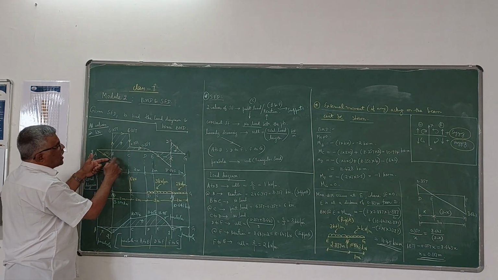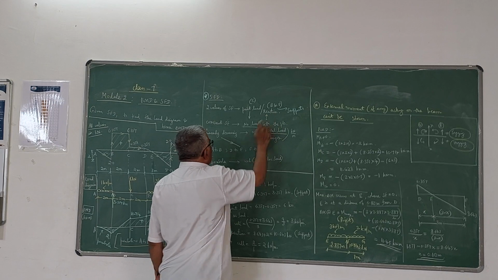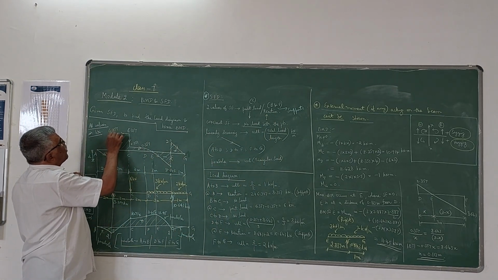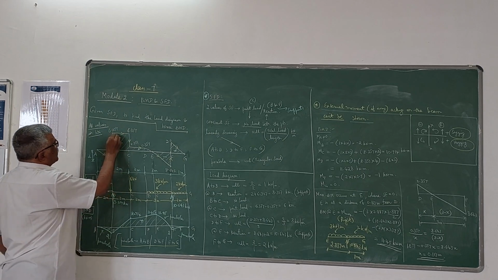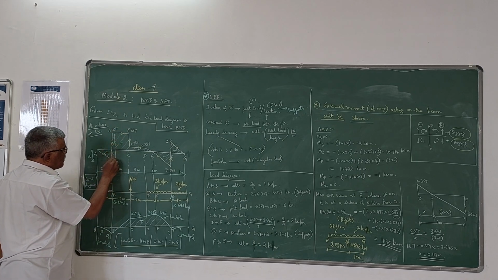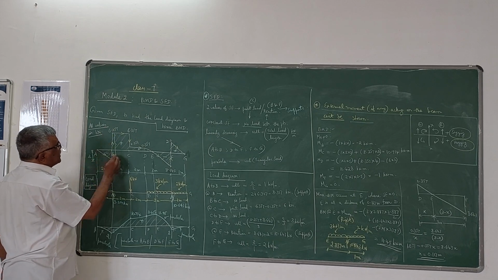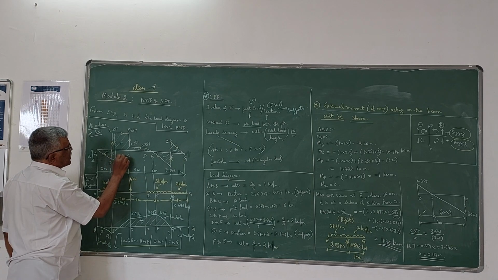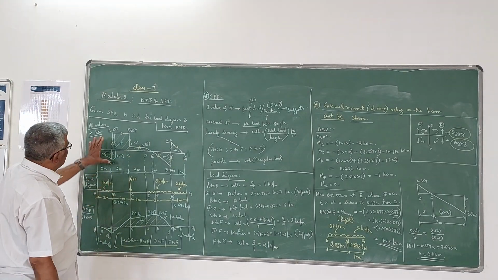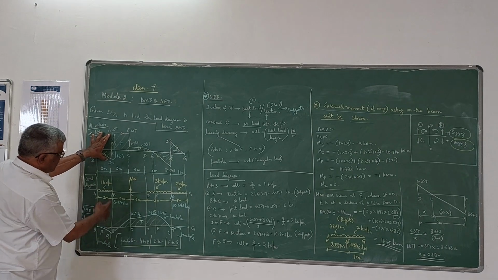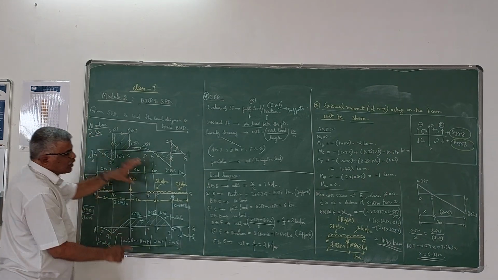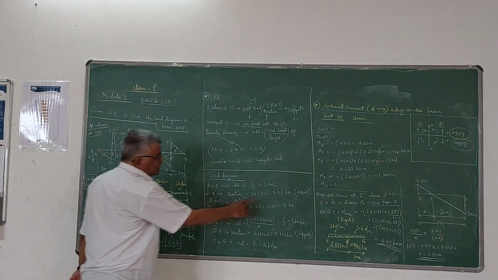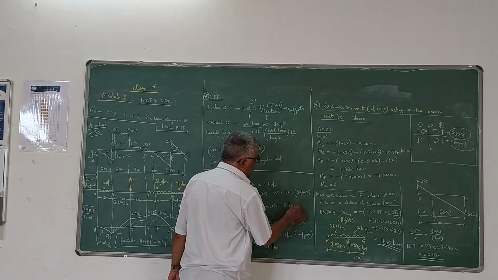At B, I have already told that B is a support, because the shear force changes from -2 to plus 6.357. That means this total shear force is nothing but your reaction. 2 plus 6.357, that is 8.357 kilonewton, is the reaction here. So that gives the value of the reaction there. That means it is a support there.